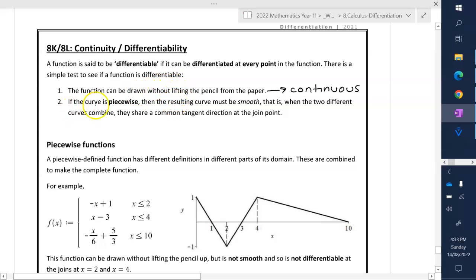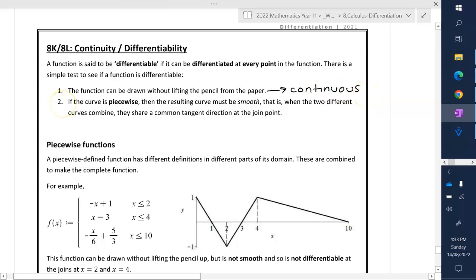Okay, first one. The function can be drawn without lifting the pencil from the paper. That's what we would call a continuous function. So if I could draw a function, that would be this one down here. Start up here, draw along, draw up, draw up. I can draw that without lifting my pencil off the paper. That's going to be a continuous function.